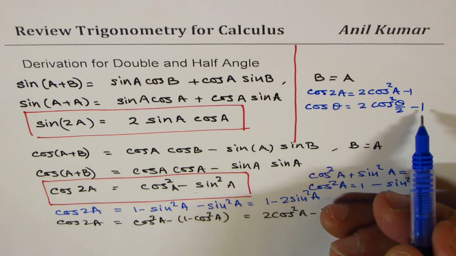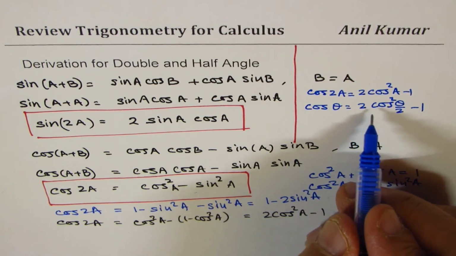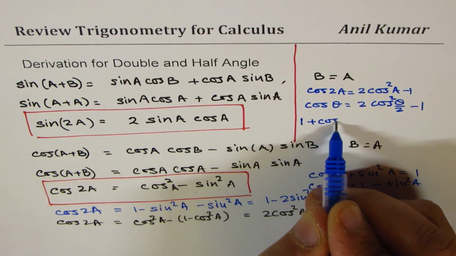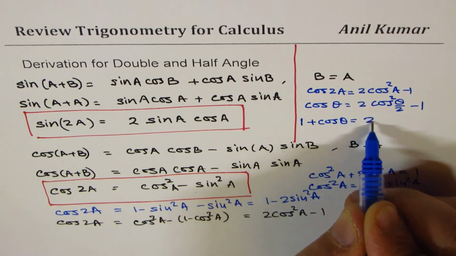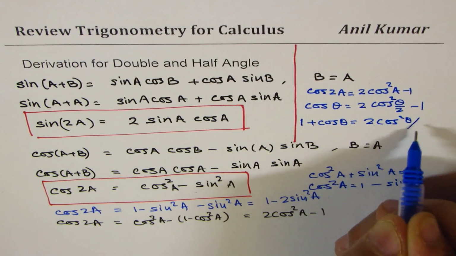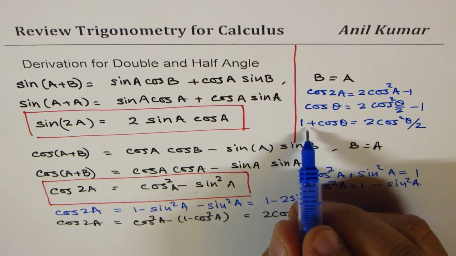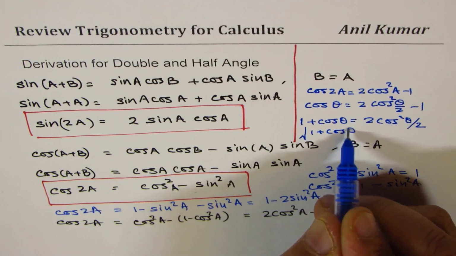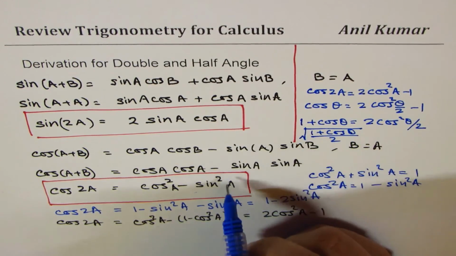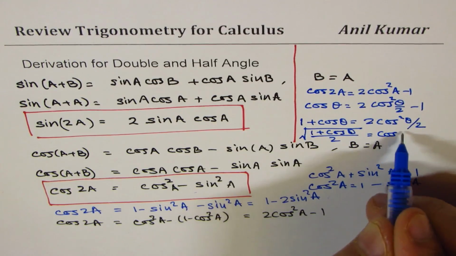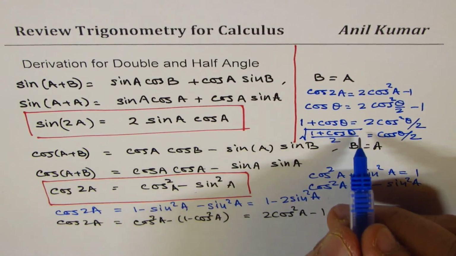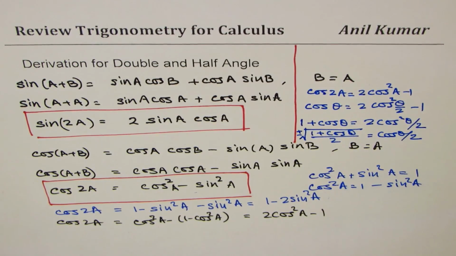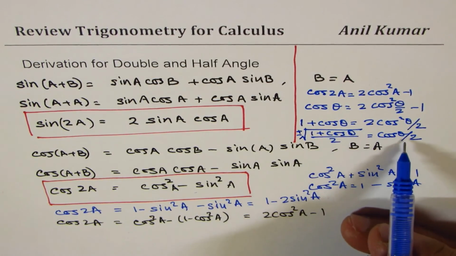Do you see that? Now we can rearrange. So we can write, bringing it here, 1 plus cos theta as 2 cos square theta by 2. And then dividing and square rooting, we get the square root of 1 plus cos theta divided by 2 equals cos theta by 2. Whenever you do square root, you have to write plus and minus. Correct? So we have got the half angle formula.